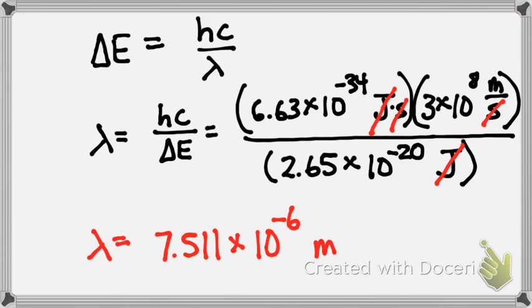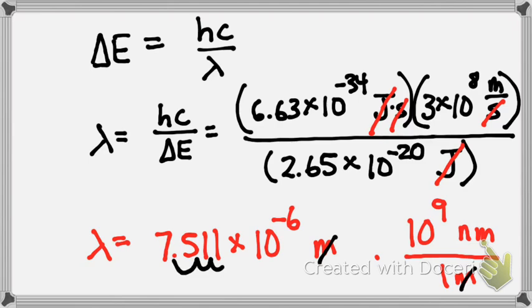Now on the table, it asks for the emission wavelength in nanometers, and we know that there are 10 to the 9 nanometers in 1 meter. So I'm essentially multiplying by 1,000, which means I'll move the decimal point 3 places to the right. So in terms of nanometers, this is 7,511 nanometers.